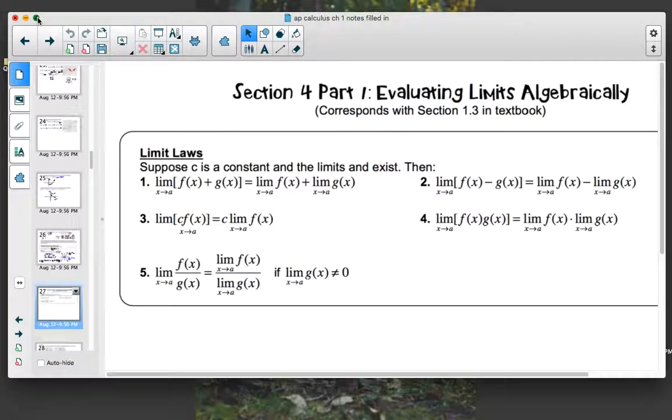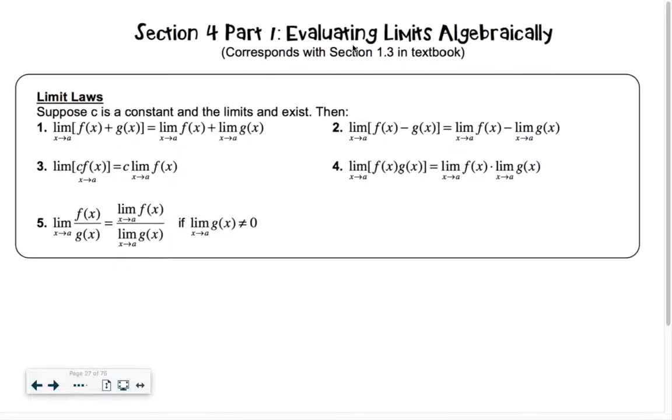Part 1 is on evaluating limits algebraically. So we're going to learn how to factor or FOIL or multiply by a square root in order to make these limits nice limits that we can find. Okay, so first we have to start with the basics.